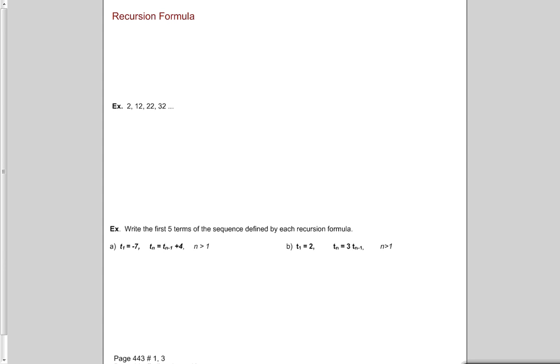2, 12, 22, and 32. The first term is 2. I don't really need to look any further because I can see from there on we're adding 10 each time to the previous term. So from there on, Tn is look at the term before and add 10. N is always greater than 1.